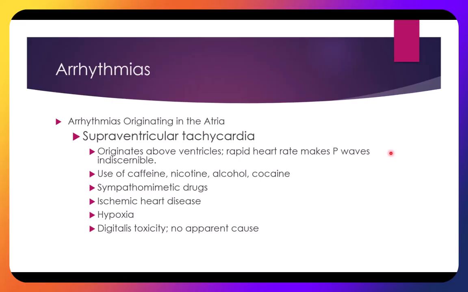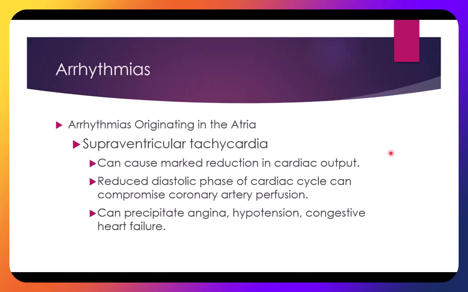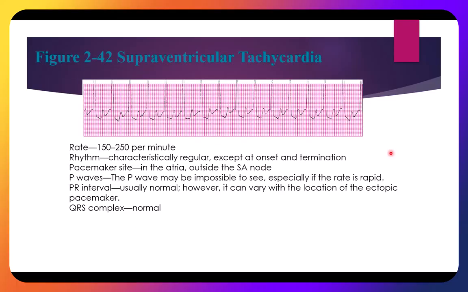The big difference that we're going to be seeing in here is much like PSVT, you can have a reduction in cardiac output because the heart is beating so doggone fast that it doesn't have time to fill up. And as a result of that, the same types of conditions can arise: angina, chest pain, hypotension, low blood pressure, or congestive heart failure. The difference between PSVT and SVT is in the rhythm right here.